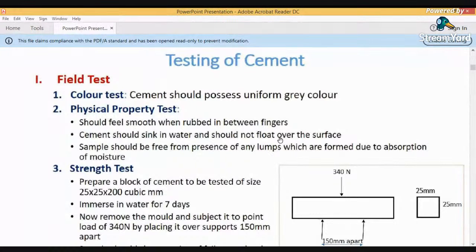So there should not be any lump present. Cement should finally sink into the water. When you touch the cement, you should feel the smooth cement. These are all the physical property tests.